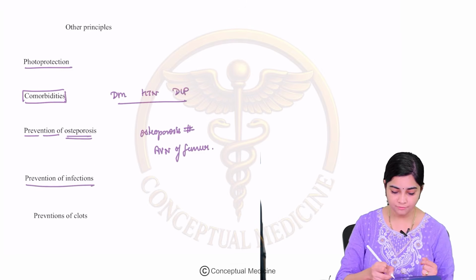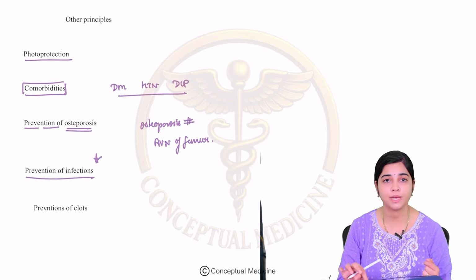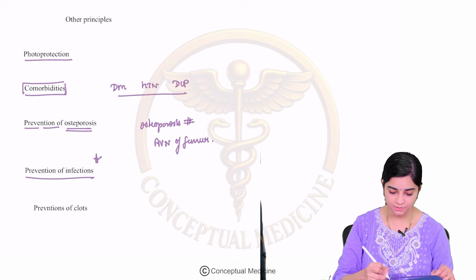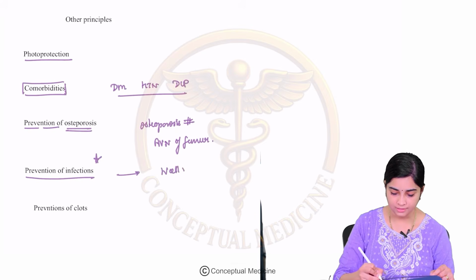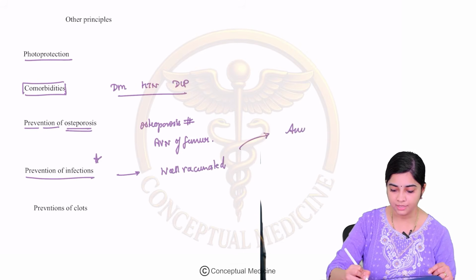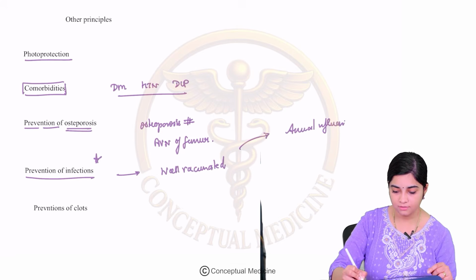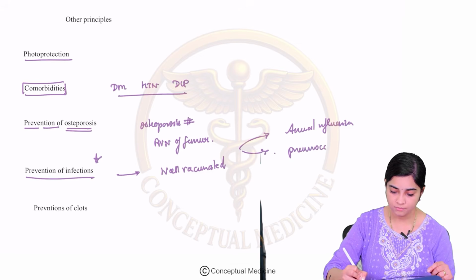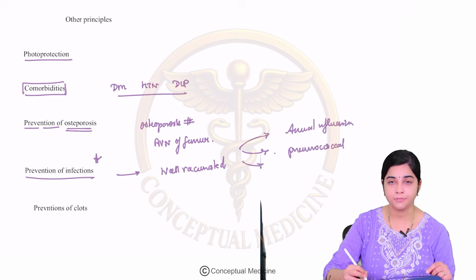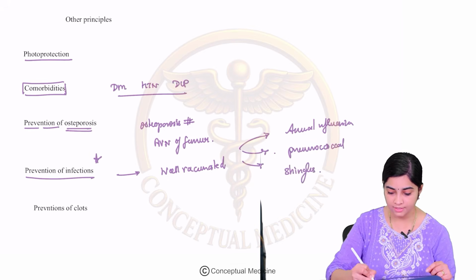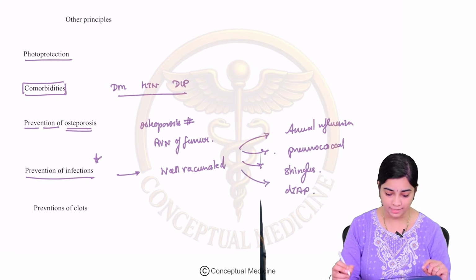Then prevention of infections is a very important part of SLE management. Why? Because immunosuppressive agents predispose the individual to infections. So ensure that they are well vaccinated. What vaccines do you want to give them? An annual influenza vaccine and a pneumococcal vaccine. In the elderly, you want to prevent varicella zoster, so you give them a shingles vaccine as well, and you give them your DTaP vaccine. So ensure that they are adequately vaccinated.